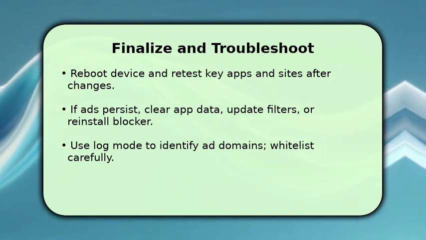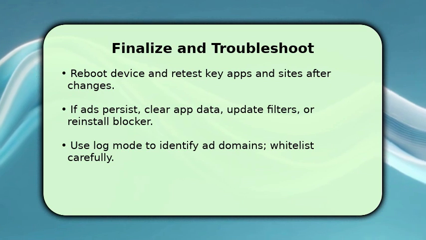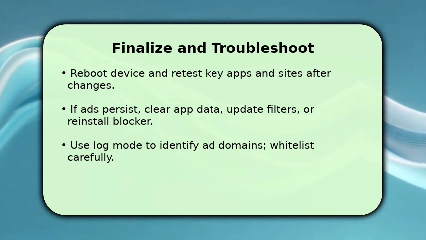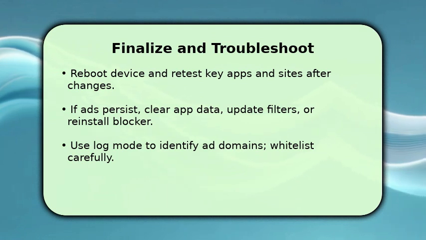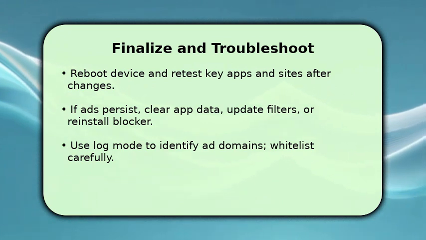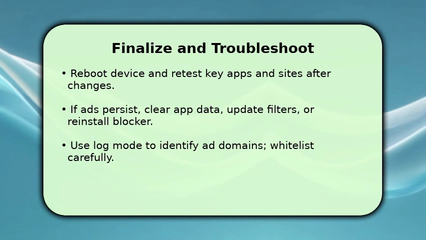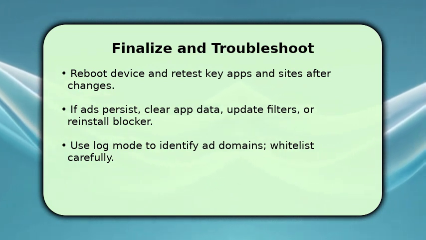If ads persist, clear the blocker app's cache and data, update filter lists, or reinstall the app to fix corrupted settings. For stubborn cases, enable the blocker's logging to identify specific ad domains, then add them to block lists. If something breaks, temporarily whitelist that app and revert the change after finding a safer filter. This keeps you ad-free without losing functionality.